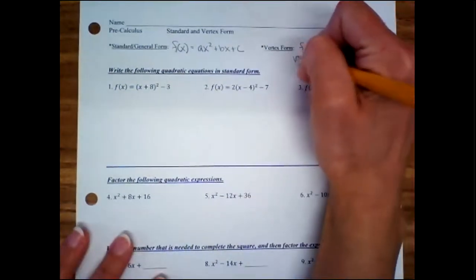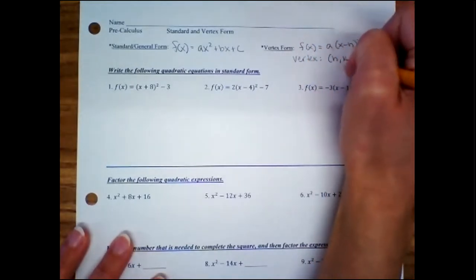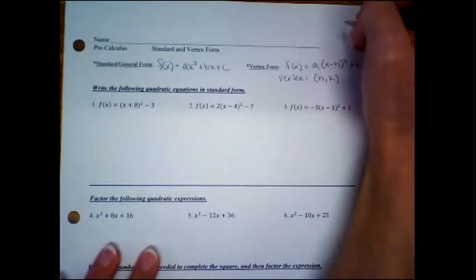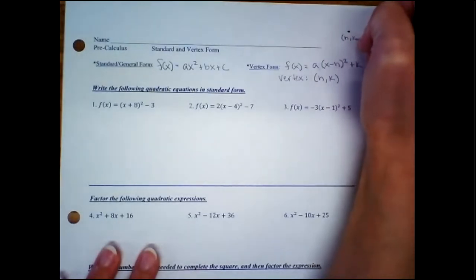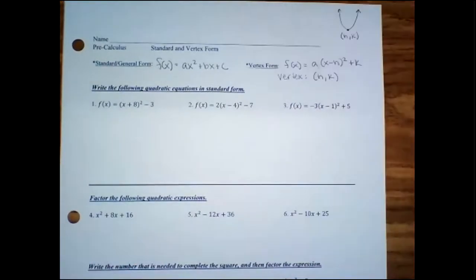So your vertex would be the point h comma k. Let's pretend both of those values are positive. It would have gone right h and then up k. So for example, and I'm just gonna draw a parabola here. This would be your point h, k, and that would be your center point, your vertex. That's what we call the vertex, that middle point.